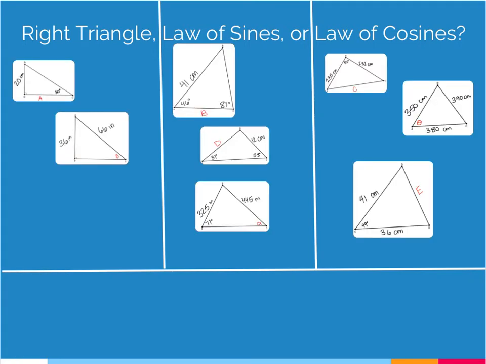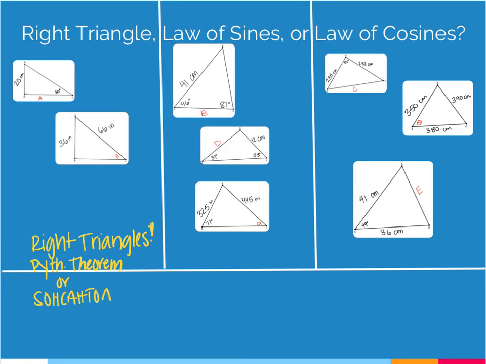All right, so here is how your sort should have ended. On the left, both of those triangles in the right triangle column are right triangles. So you're going to use the Pythagorean theorem or SOHCAHTOA to solve those. As we look at the ones in the middle, for the law of sines, remember, if it's angle, side, angle, angle, angle, side, or side, side, angle.